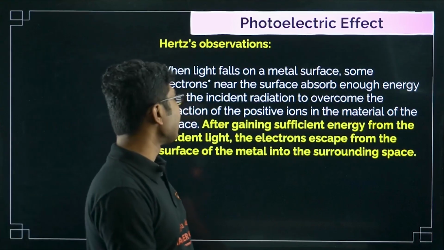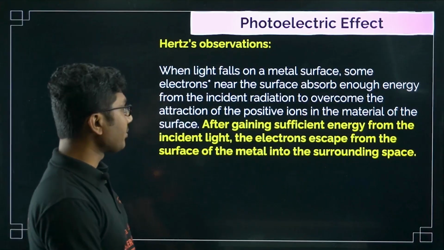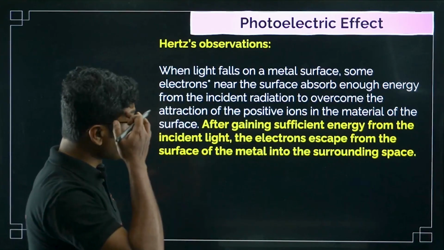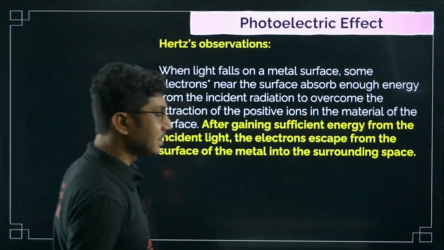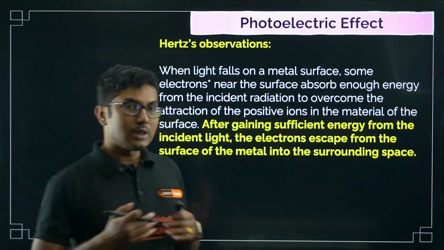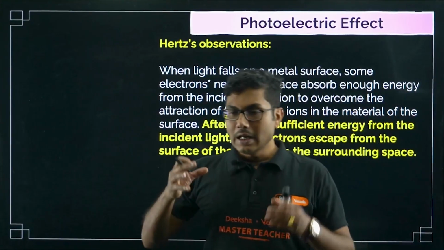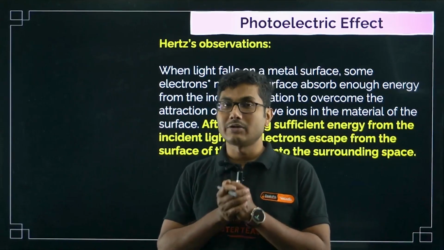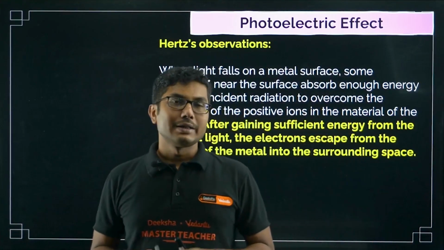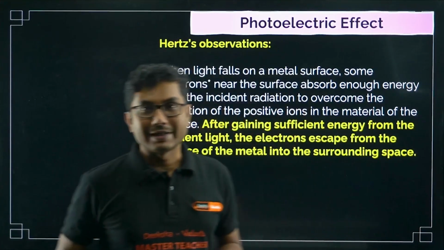When light falls on a metal surface, some electrons near the surface absorb enough energy from the incident radiation to overcome the attraction of the positive ions in the material of the surface. After gaining sufficient energy from the incident light, the electrons escape from the surface of the metal into the surrounding space. So basically we know that a metal always has some freely moving electrons. They are loosely bound to the metal, but they are not completely free. Free means if you can take those electrons out, definitely you will say that electrons are free. But in this case electrons are not free. They can move through the metal, but still they are bound to the metal. Now if you light it up with suitable light, then those electrons become free. That means they are out of the metal surface. They are no longer bound to the nucleus of their respective element.